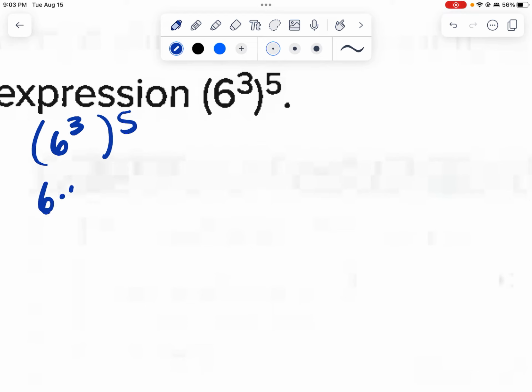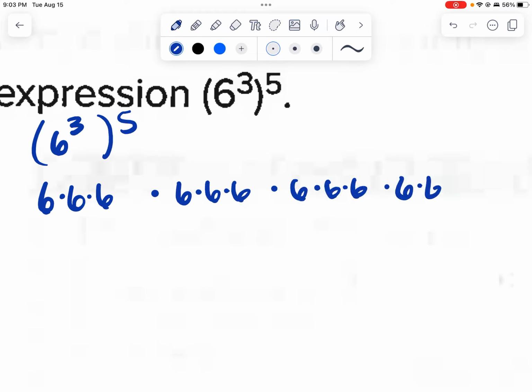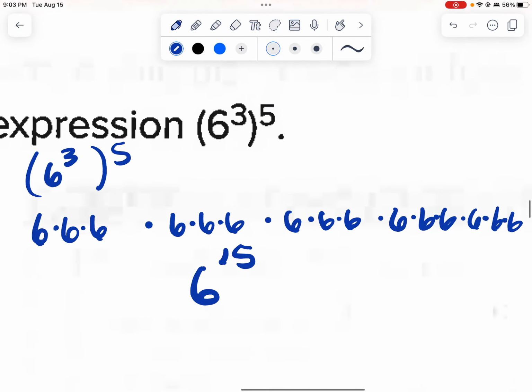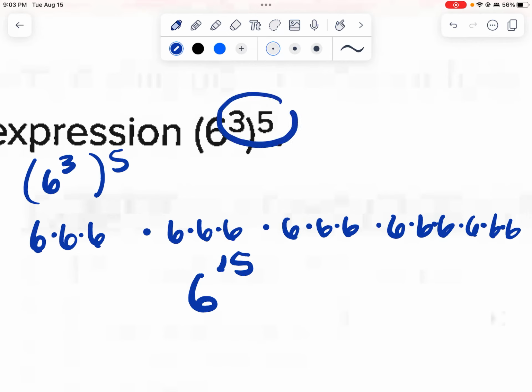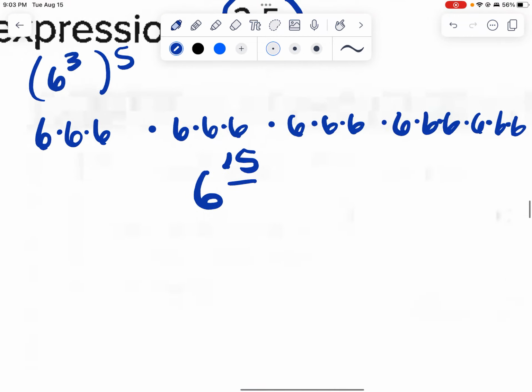Here, again. Now I'm going to show it in an expanded form really quick. So 6 to the 3rd raised to the 5th. So that really means that I have 6 to the 3rd times 6 to the 3rd times 6 to the 3rd times 6 to the 3rd times 6 to the 3rd. Okay? So I have 15 of those. So all they're teaching you is the property. And the property says that you multiply these two together and you would get the 15.